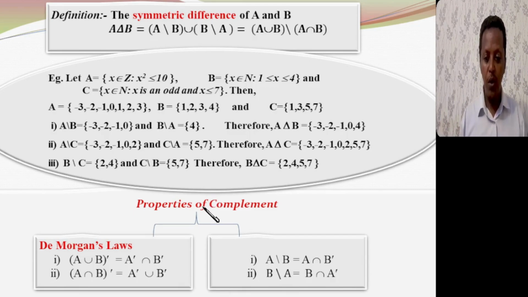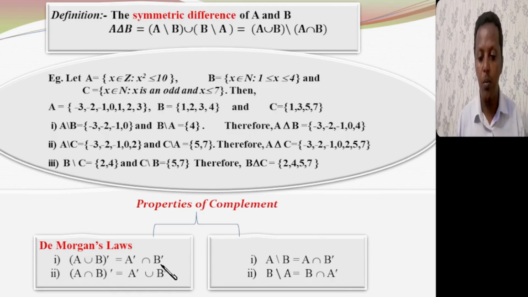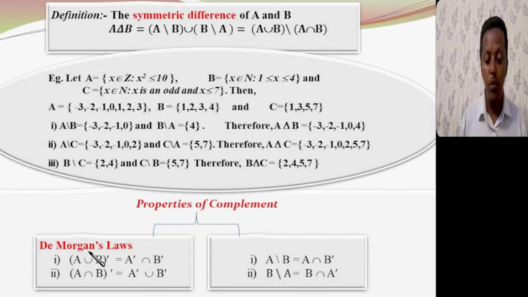Now the other properties regarding the complement is De Morgan's law, which is (A union B) complement will be equal to A complement intersection B complement. You remember, we have De Morgan's law in propositional logic. Here also we have De Morgan's law. (A union B) complement will be A complement intersection B complement. (A intersection B) complement will be equal to A complement union B complement. These two we call De Morgan's law.